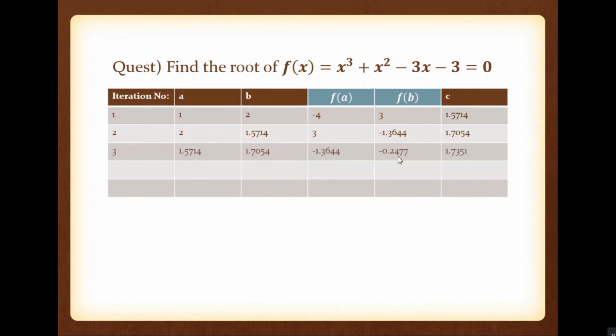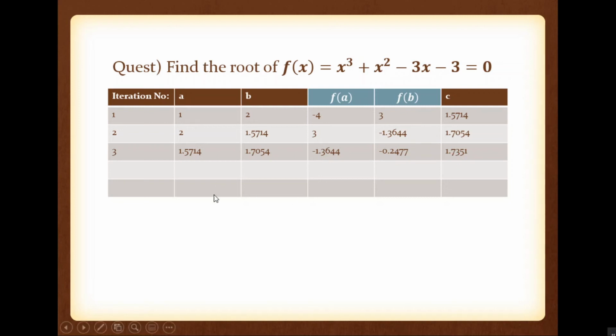So that is minus 0.2477. So f of B is minus 0.247. You can see that the magnitude of f of B is less than the magnitude of f of A, meaning B is much closer to the root than A. That is the indication. Okay. Now we can find C. So C is 1.7351.